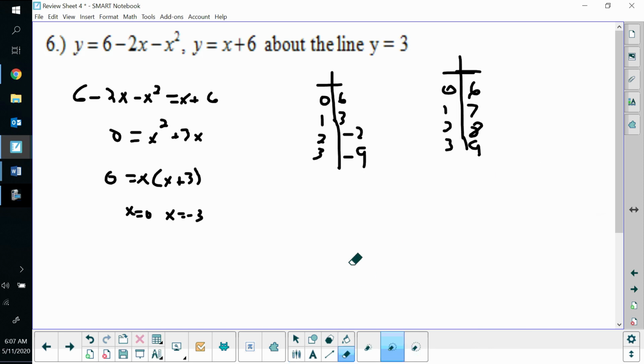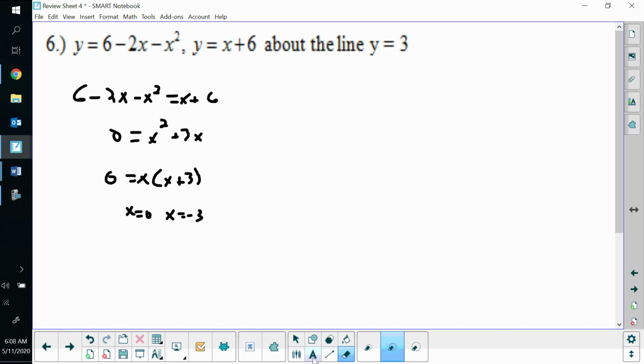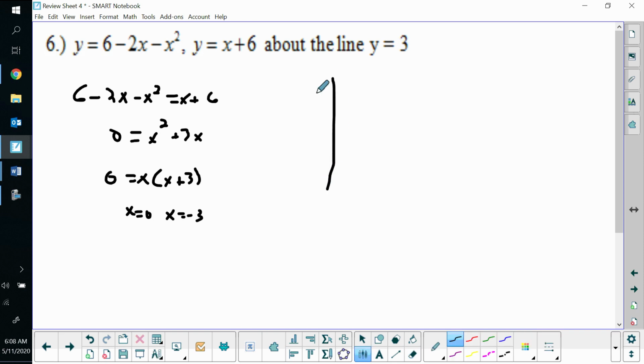Oops, sorry, I messed up those tables. I went the wrong direction. Okay, the reason I knew it was wrong is I got -9 here, but I got +9 there. So I knew something was off. Let's fix that. So we're going -3 to 0.